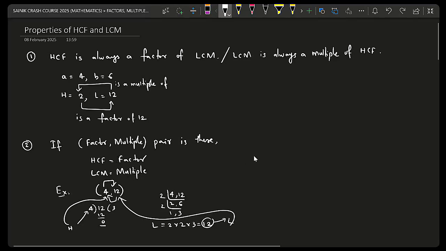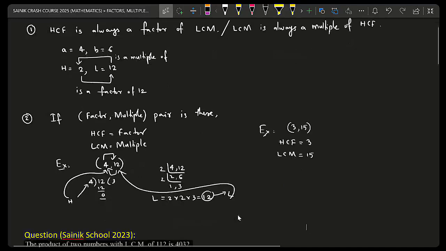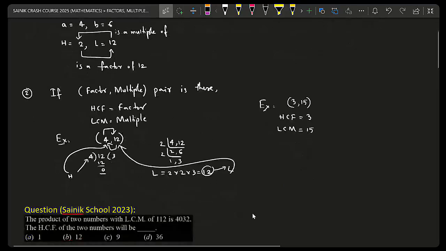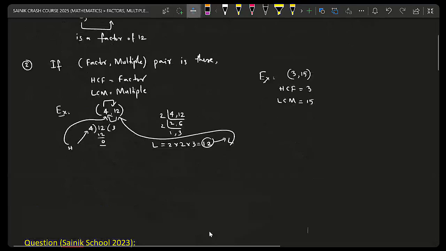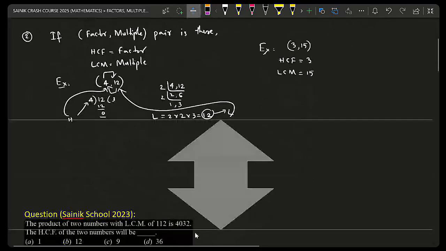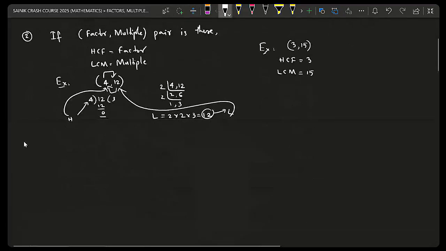Let's take one more example. I want to find the HCF and LCM of 3 and 15. Without doing any process, we can say that HCF is going to be 3 and LCM is going to be 15. Why? Because 3 and 15 make a pair of factor and multiple. So whenever a factor multiple pair is there, we can easily write HCF is the factor itself and LCM is the multiple itself. Students, wait for the doubts. Once I finish explaining properties, I'll be open for the doubts.